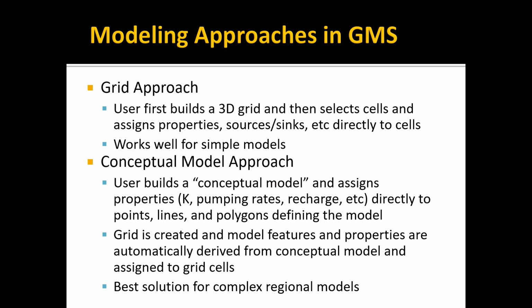In a nutshell, we build what we refer to as a conceptual model inside GMS, and it consists of GIS features such as points, lines, and polygons, and then we assign the properties directly to this grid-independent conceptual model. And then, after that's all set up, we create a grid, and then the features and geometry, sources and sinks, properties are automatically converted from the conceptual model and assigned to the individual grid cells.